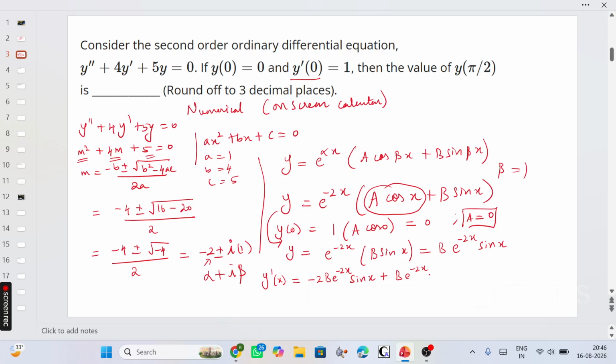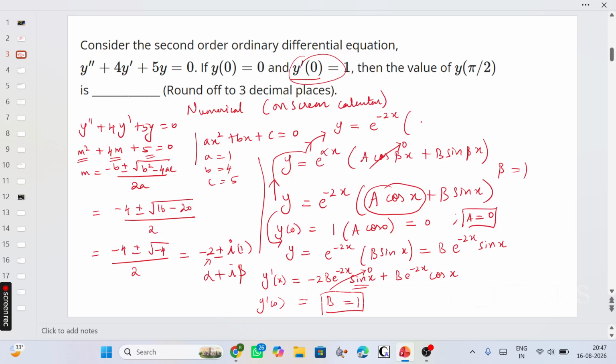y is equal to e power minus 2x, that is from this term. From this equation we write y is equal to e power minus 2x. So a is 0, so we don't need to write this one. Okay, so we need to write sine x.